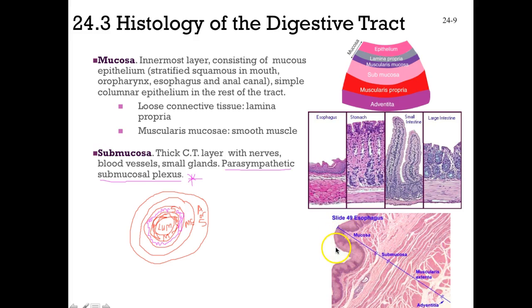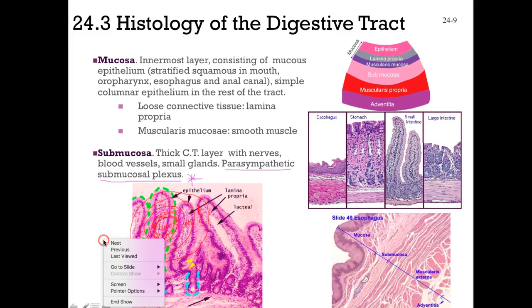So once again, we see that stratified squamous epithelium here, part of the mucosa, lamina propria, and there's that thin muscle here, the muscularis mucosa. Then our second layer is the submucosa, and our third layer is the muscularis externa. Now notice there's a little bit of difference in the muscle tissue here, and that's because we'll learn that muscularis externa has a longitudinal layer and a circular layer. And then our fourth layer is the adventitia.